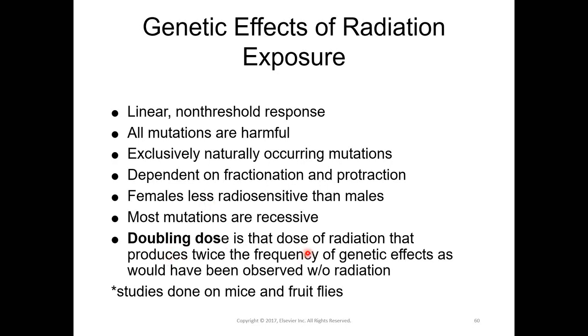Your doubling dose is the dose of radiation that produces twice the frequency of genetic effects as would have been observed without radiation. So that doubling dose can give the patient twice the risk of whatever would occur without radiation, like a cancer, like leukemia, like a genetic effect. These doubling doses were determined by studies on mice and fruit flies because we cannot study humans. So again, all our studies were done on mice and fruit flies, so we have to thank them.